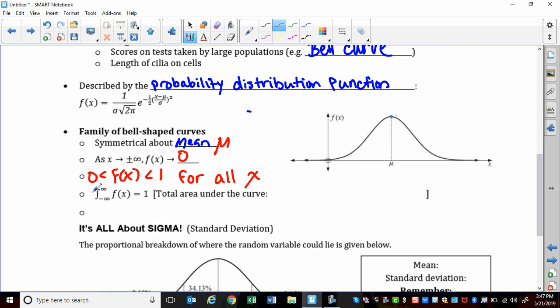The integral from negative infinity to infinity of our function is equal to 1. So this integral symbol means this is like the area under the curve. The whole curve is always equal to 1. The probability always equals 1, because 1 is the total probability. So they want us to say something like that. The total area under the curve is 1 because this is the total probability. It's always equal to 1.